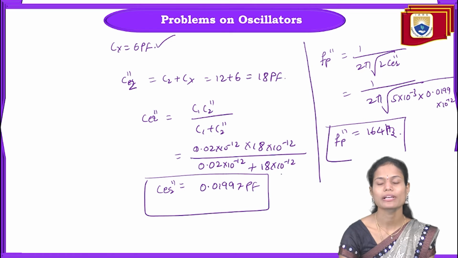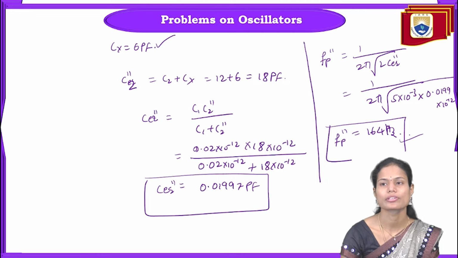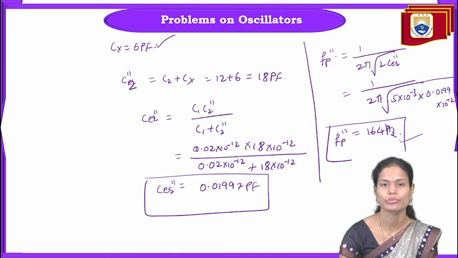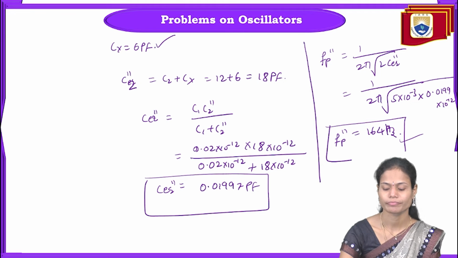So in this way, the capacitance value is changing, which means accordingly the frequency of oscillation is also changing here. The capacitance is increasing, which means the frequency of oscillation value is decreasing here. Why? Because this capacitance is inversely proportional to the frequency.